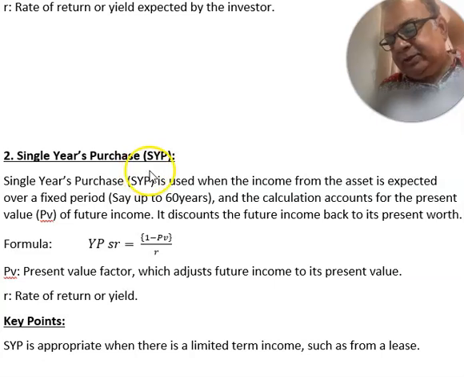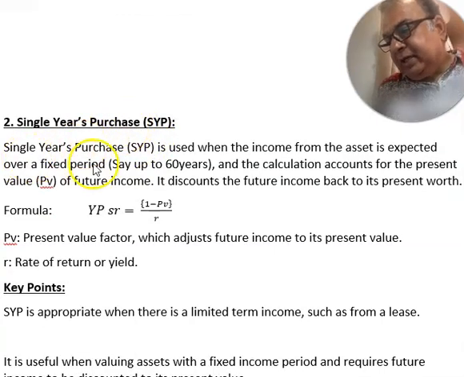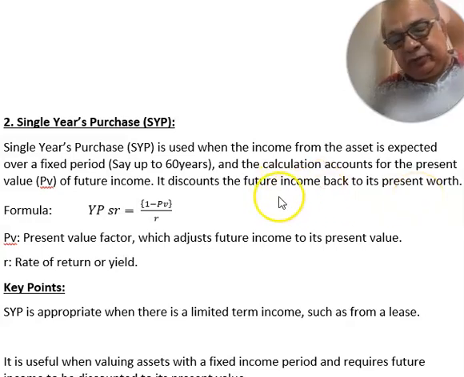Second is single year purchase. Single year purchase is used when the income from the asset is expected over a fixed period, say up to 60 years, and the calculation accounts for the present value of future income. It discounts the future income back to present worth. So from this formula, you will get the future income back to its present worth. Whatever future income you are getting, what is its present worth.